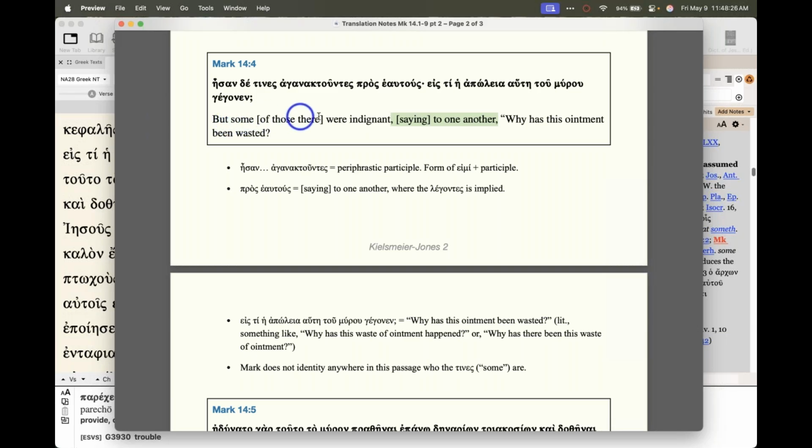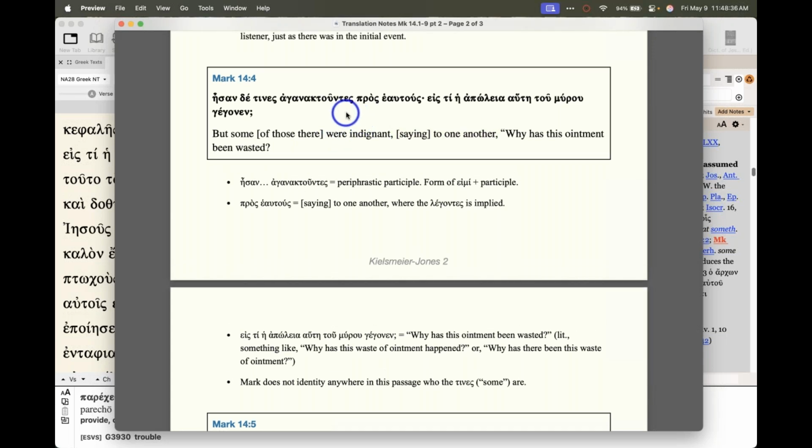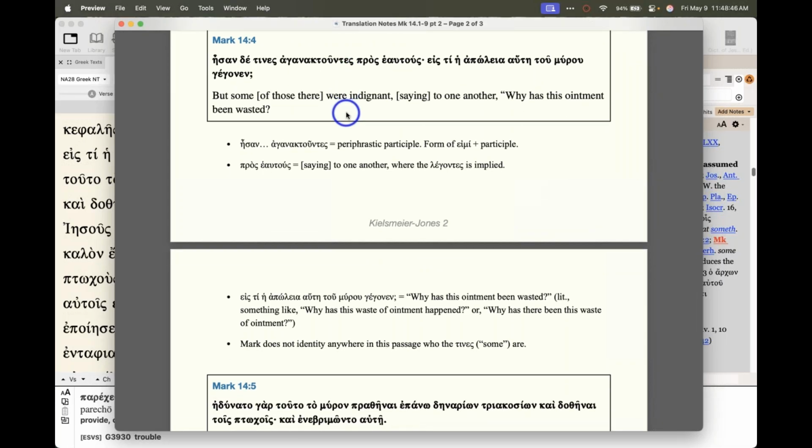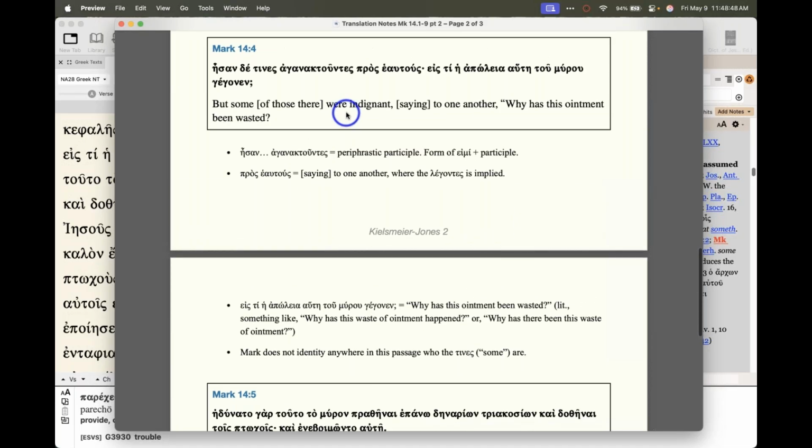So some of those there were being indignant, something like that. But yeah, I appreciate that note that it's not just this sort of quick, sharp flash of anger. I mean, they're mad and it's going to extend. Yeah, thanks for that. Any other comments or questions? These are great.